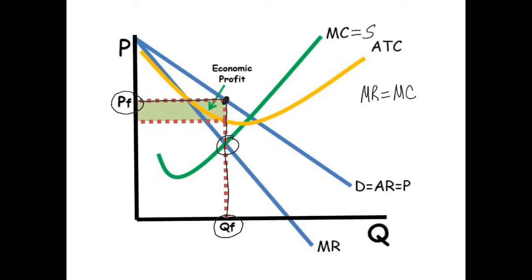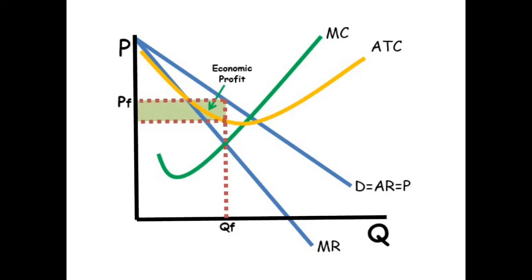Now that we have our price and quantity, the last piece of information is the average total cost for QF. So as we again look at QF, we will go up to the average total cost curve, and we will notice that average total cost falls below the price that we are able to charge. Due to the fact that price is greater than average total cost, we could see that the monopolist is able to achieve an economic profit.